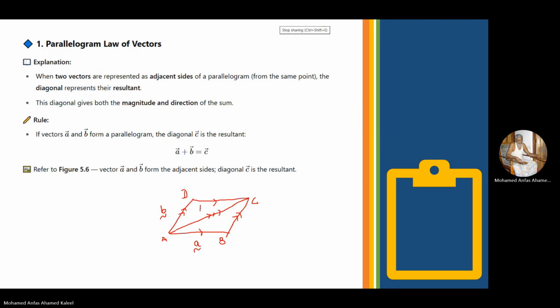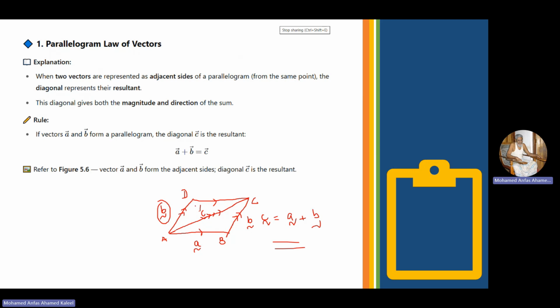Let's say this is vector C. What is vector C? This side is parallel to the B vector and the magnitude is also the same, so we can mention this also as B vector. By the vector triangle, we can say vector C is equal to A vector plus B vector. So A and B are the adjacent sides, and the diagonal C is the resultant.